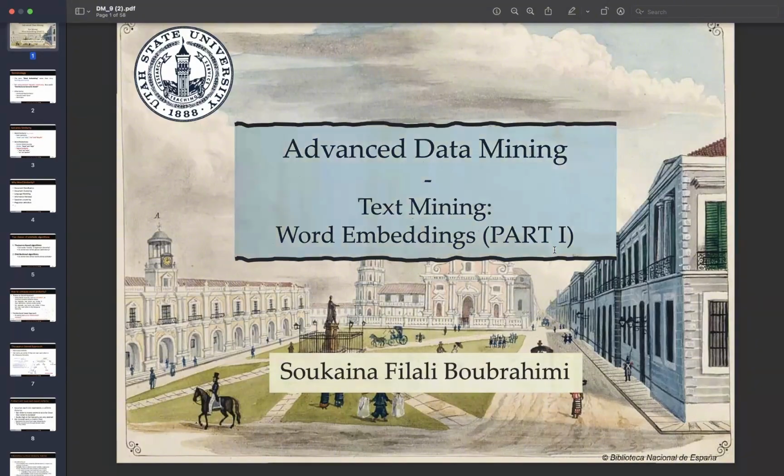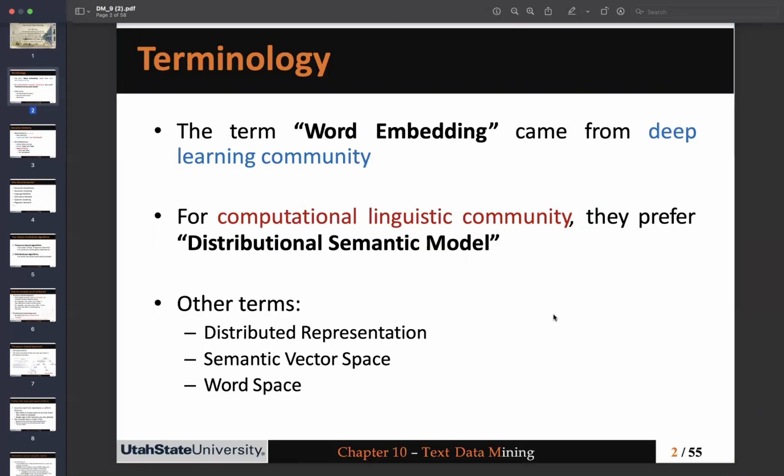So I guess we'll start first with some terminologies. The term word embeddings comes from the deep learning community, but the idea itself is really much older. So in fact, different communities use different names for the same core concept. So word embedding is typically used in the deep learning or NLP communities. We also have distributional semantic models, DSM, typically used by the computational linguistics community. And other terms which also mean the same exact thing are semantic vector space, word space, distributed representations. So all these terms are really used interchangeably.